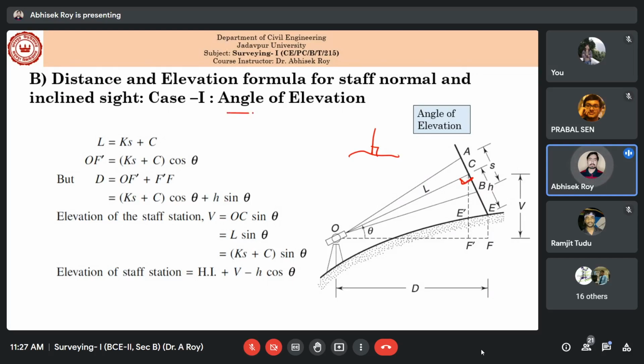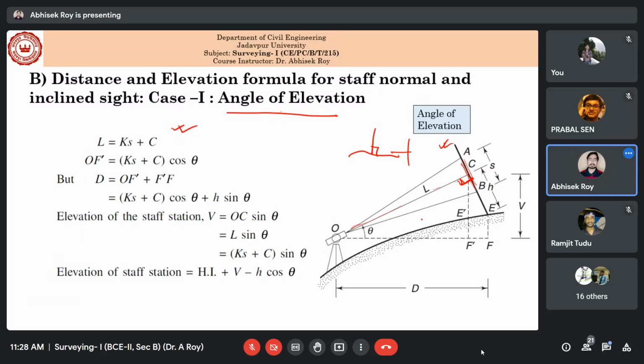For the angle of elevation, I am discussing the first case when the angle of elevation is there. In this case, L will be equal to Ks plus C, because here you don't have to employ this sort of thing, since you are already getting this reading. Your staff is held in such a way that this angle is 90 degrees. Previously that was not the case. So if this is the case, then L can be easily calculated from the staff intercept. L will be equal to Ks plus C.